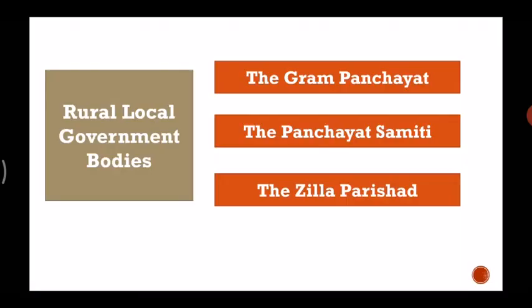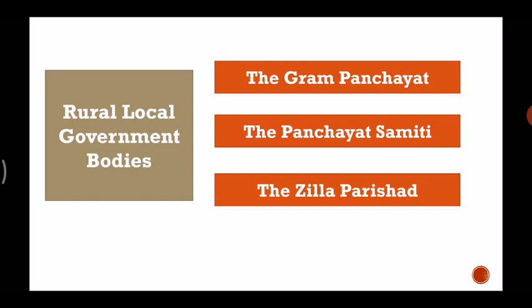Now, let's move forward. The Gram Panchayat, the Panchayat Samiti, and the Zila Parishad are the rural local government bodies. They are collectively known as the Panchayati Raj Institution. Panchayati Raj is the uniform three-tiered structure. Why three-tiered? Because it has the Gram Panchayat, the Panchayat Samiti, and the Zila Parishad.